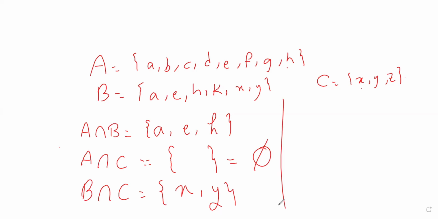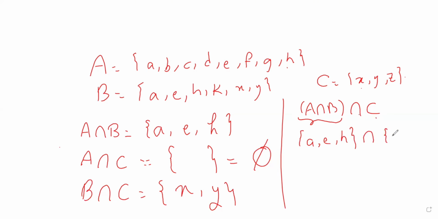Okay, supposedly we have to find A intersecting B intersecting C. We can use the answer of A intersection B, which is A, E, and H. Then we have to find the intersection with the set C, which is X, Y, and Z. Let's see, there are no common elements between these two sets, A, E, H, and X, Y, Z. So the intersection is an empty set or the set phi.